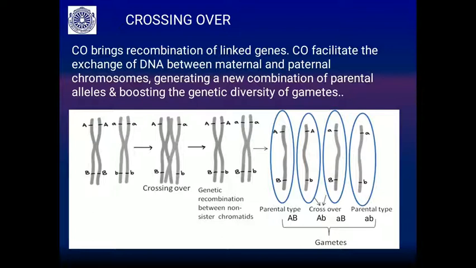Crossing over facilitates the exchange of DNA between maternal and paternal chromosomes, generating a new combination of parental alleles. Here you will find the parental alleles capital A, capital B, and here small a and small b. This is the parental type and these are the crossover type. Because of crossing over, a new type, capital A small b and small a capital B, is formed, and this is again the parental type. So, it generates a new combination of alleles in the gametes.